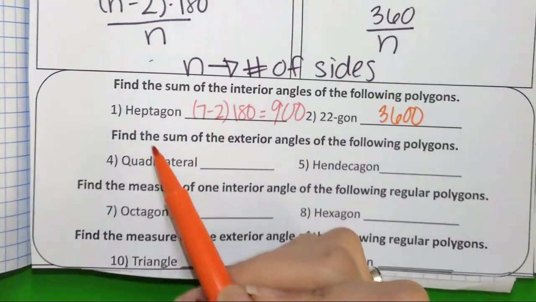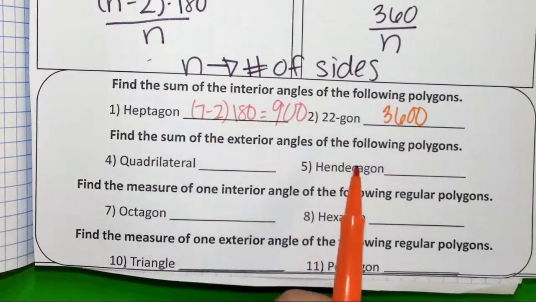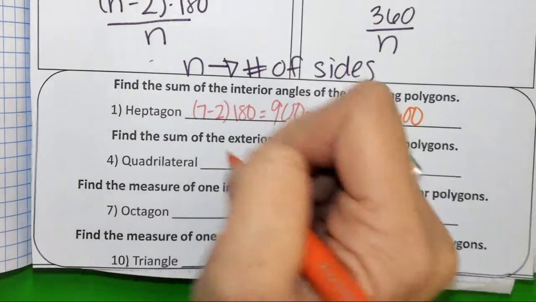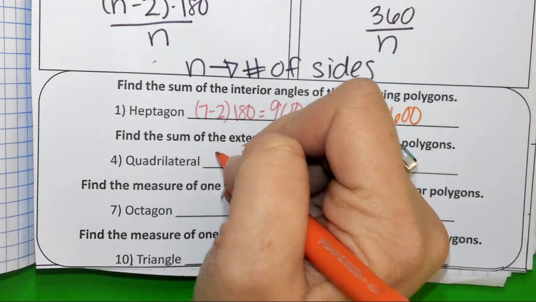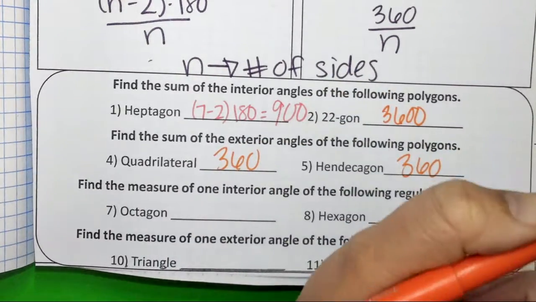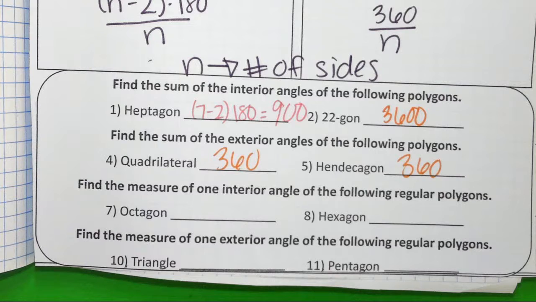Alright, okay, let's just do this next section. This is find the sum of the exterior angles. What is always the sum of any exterior angles of any polygon? 360. So your answer for both of these should have been 360. It's okay if you made a mistake. At least you tried, right?